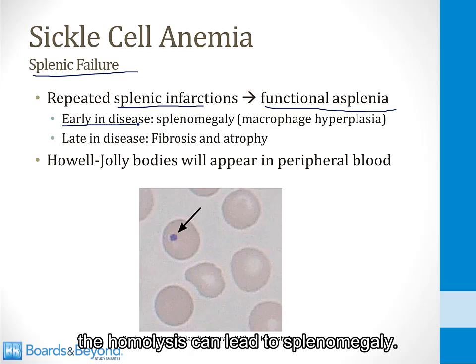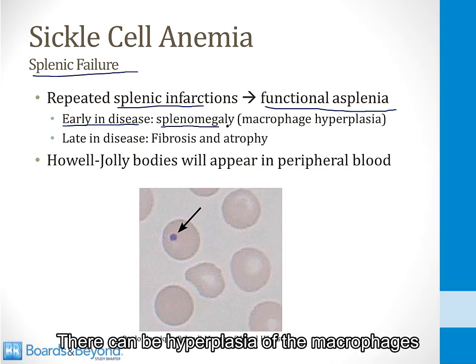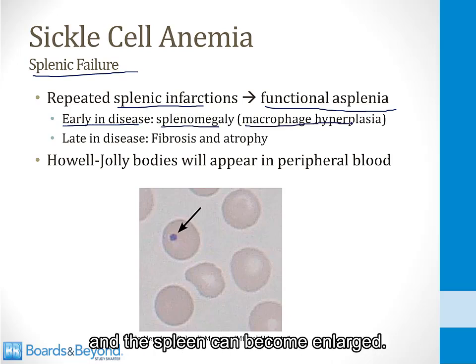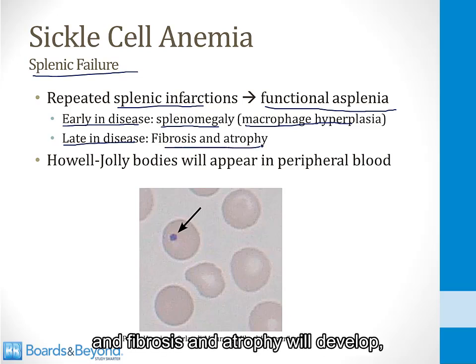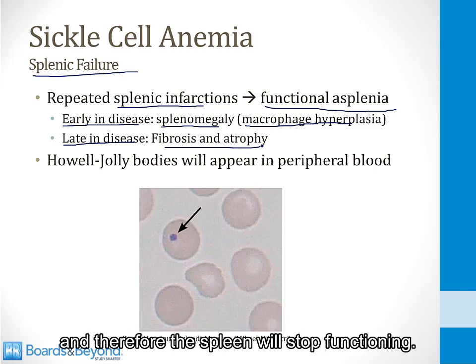Early in the disease, the hemolysis can lead to splenomegaly. There can be hyperplasia of the macrophages, and the spleen can become enlarged. However, as the disease progresses and vaso-occlusive episodes occur, the spleen becomes infarcted and fibrosis and atrophy will develop, and therefore the spleen will stop functioning.